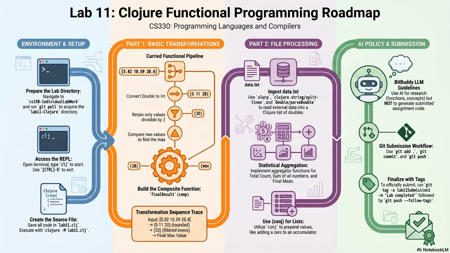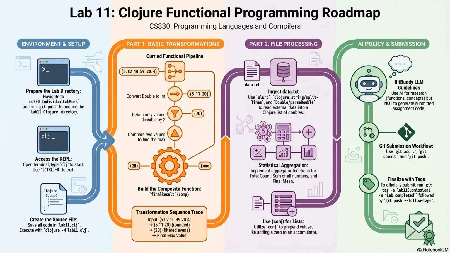Correct. The data enters the composition from the right side. If your composed pipeline is defined as largest, then even all, then round all reading left to right in the code, the raw data actually hits round all first on the far right. Oh, wow. Yeah, and then those rounded results flow leftward into even all, and those filtered results flow finally into largest. It definitely takes a minute to mentally adjust to right-to-left data flow when you're just reading the code on the screen, but the mathematical purity of it is brilliant. It creates a sterile, perfectly predictable environment where data flows cleanly from one end to the other.